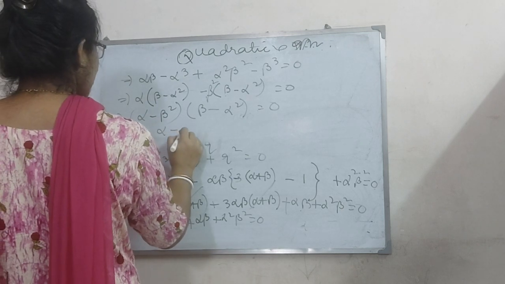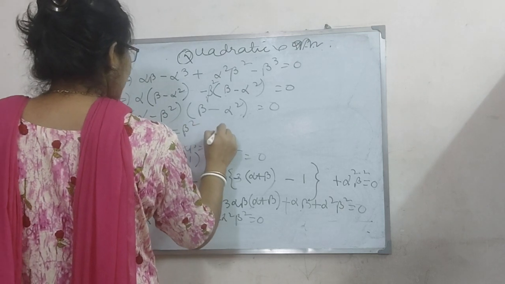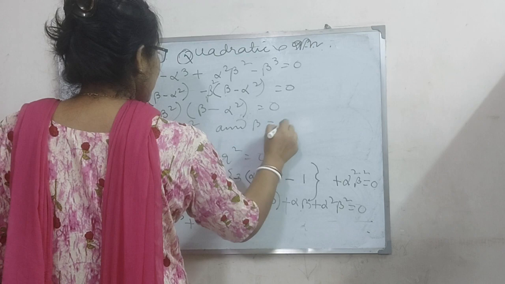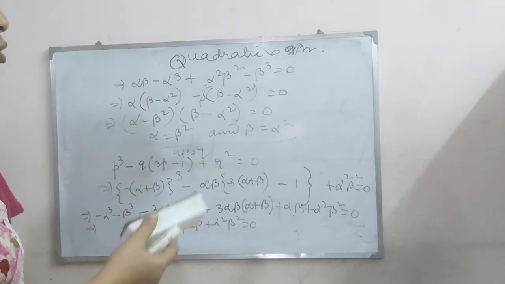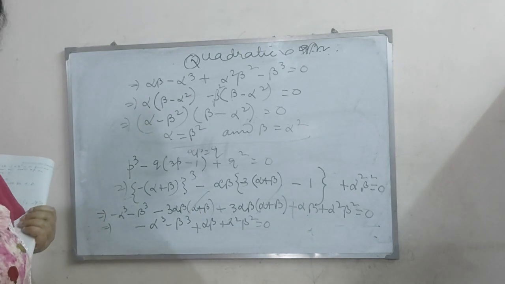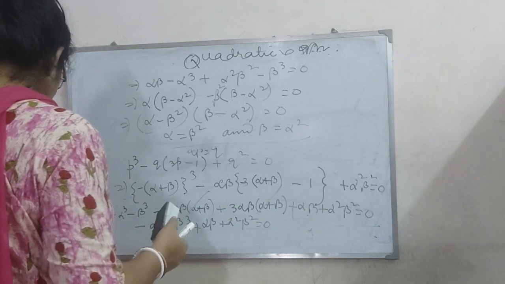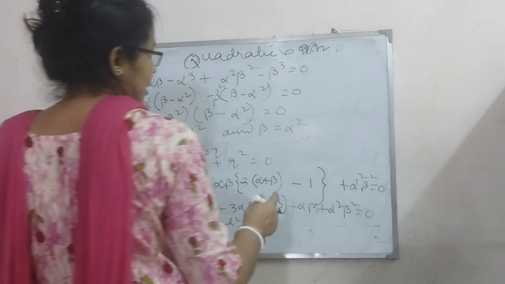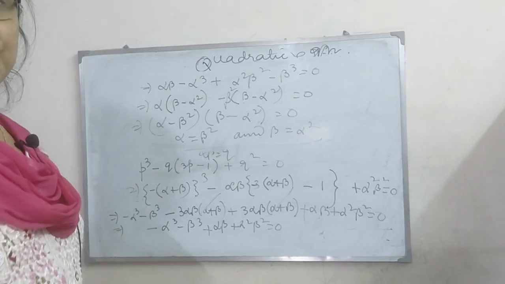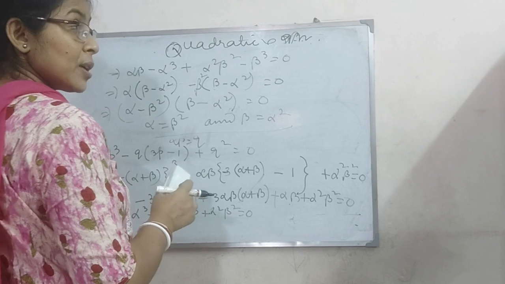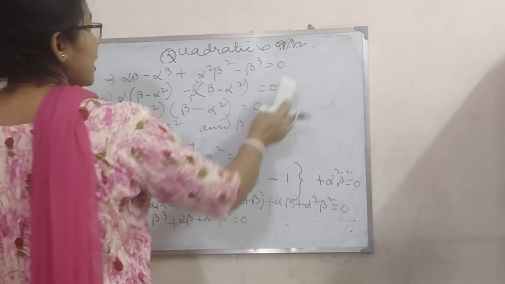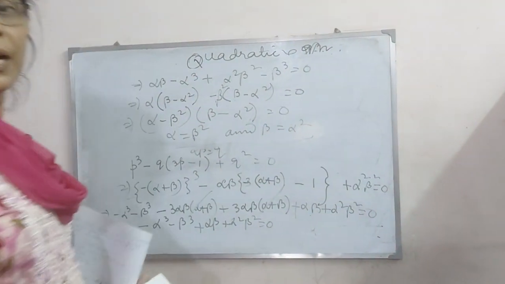That means alpha equal to beta square and beta equal to alpha square. That means one root is the square of the other root. This is the relation between the two roots of this equation. One root is the square of the other root. I am ending here.